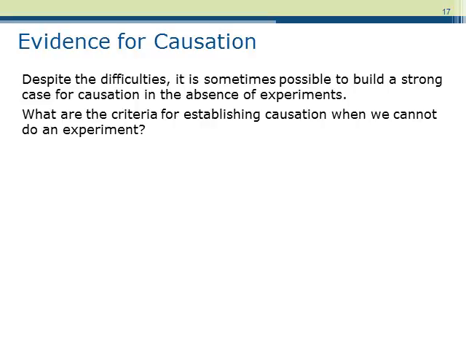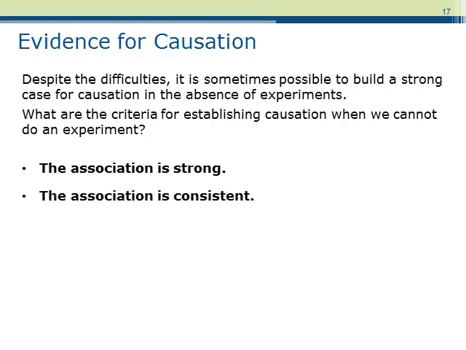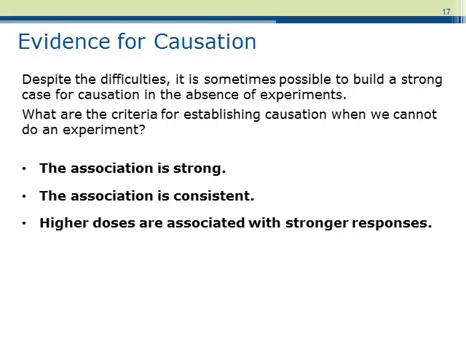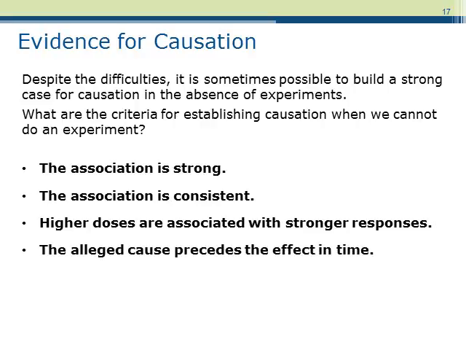Now, despite all these difficulties, it is sometimes possible to build a strong case for causation in the absence of experiments. So what are the criteria for establishing causation? First, the association must be strong. The association needs to be consistent. Higher doses need to be associated with stronger responses. The alleged cause precedes the effect in time, and the alleged cause is plausible.